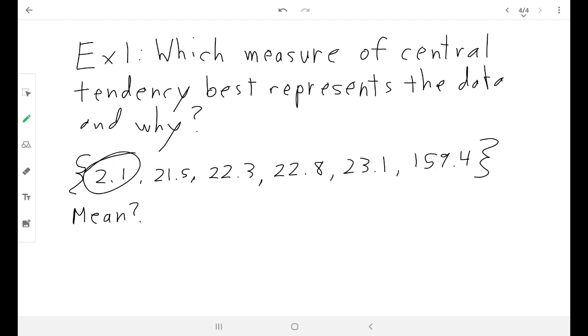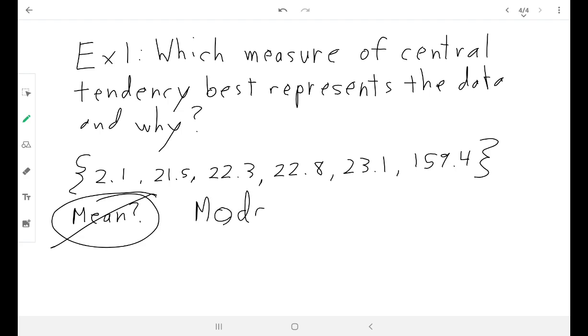So these two are exactly what we call outliers. And when you have outliers, you don't want to use the mean, so we're going to throw the mean out. What about the mode?